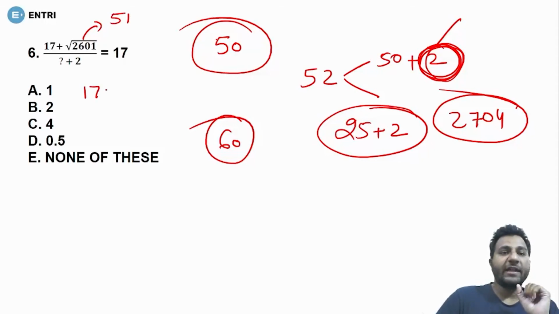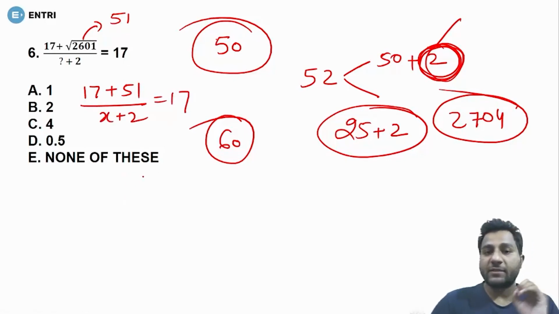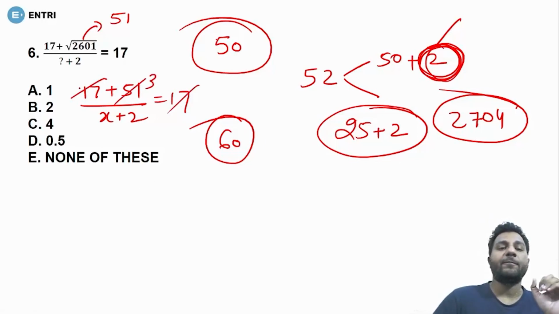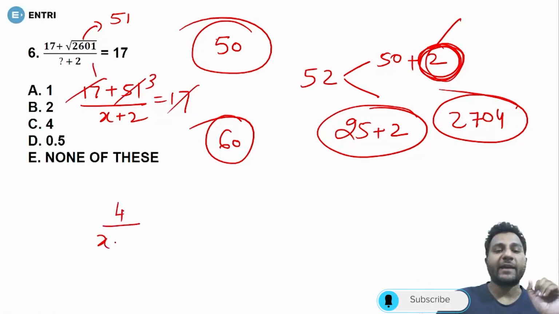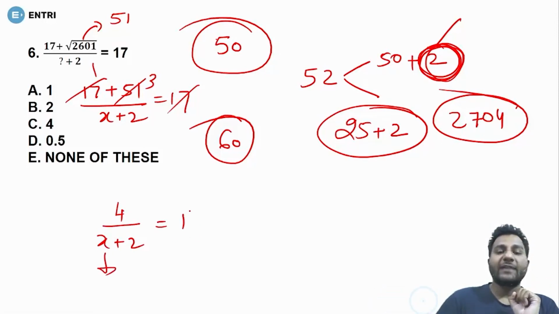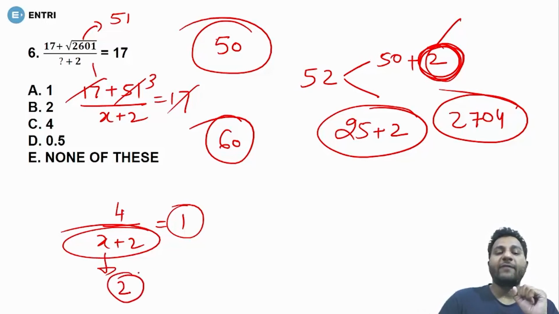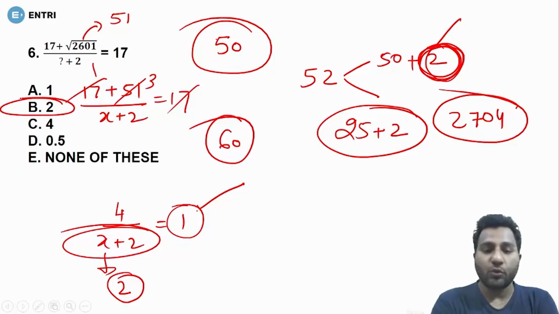So 17 plus 51 divided by x plus 2 equals 70. You will clearly see that 17 is the common portion in every term. So it will come as 4 by x plus 2 equals 1. So 4 by x plus 2 has to be equal to 1. That means the denominator has to come as 4. So what would you do? Your x will arrive as 2. It will be the only case where you will be getting the fraction as 1. So your answer is 2.